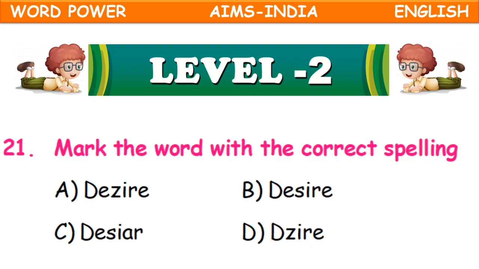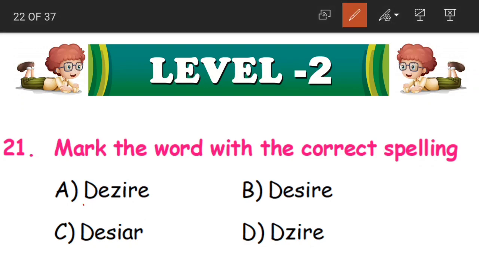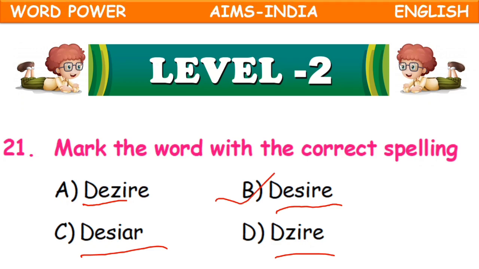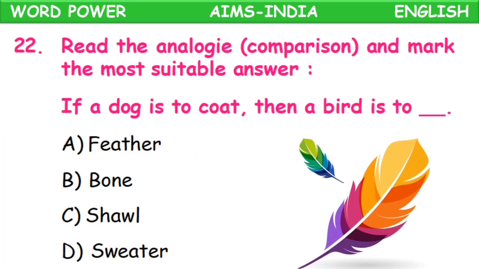This is level 2 question and answers, children. So mark the word with the correct spelling again here. Desire. So all are sounding the same, but the correct spelling of desire. Desire is what? A wish. If you have any wish, we call it a desire. And the correct spelling for this is B, that is desire. So somebody will be having a desire for visiting any place, to become a doctor. Any wish, that is called a desire.